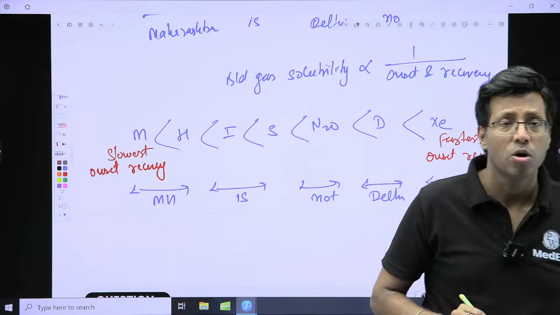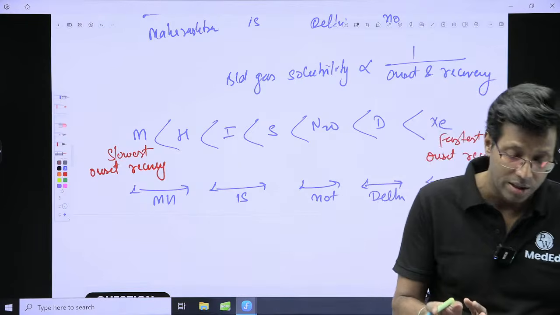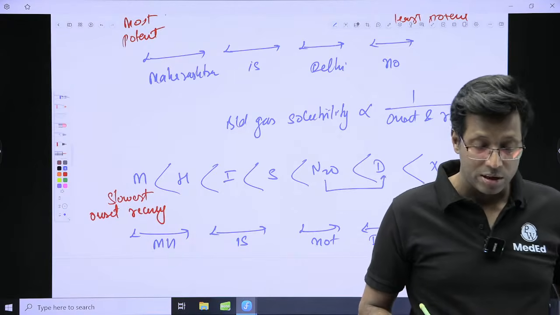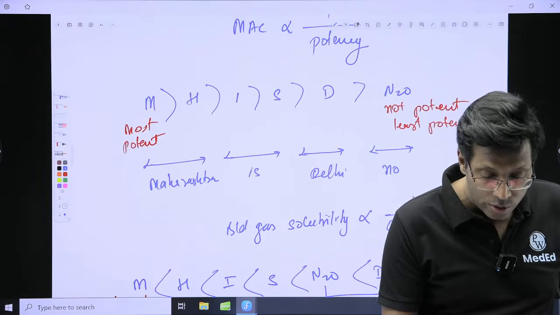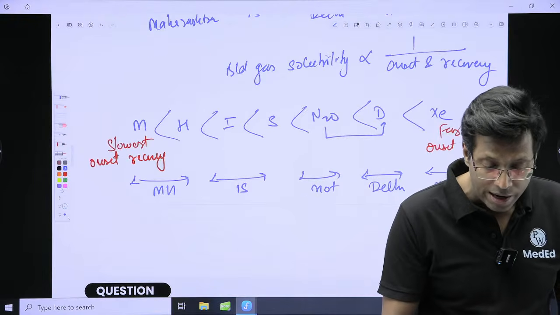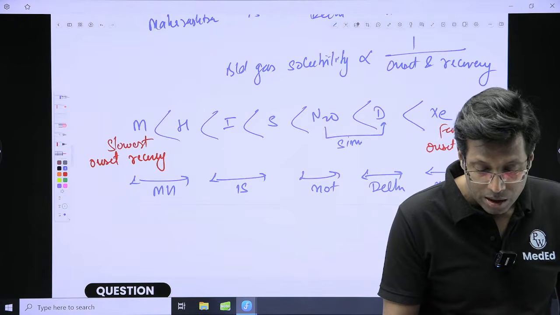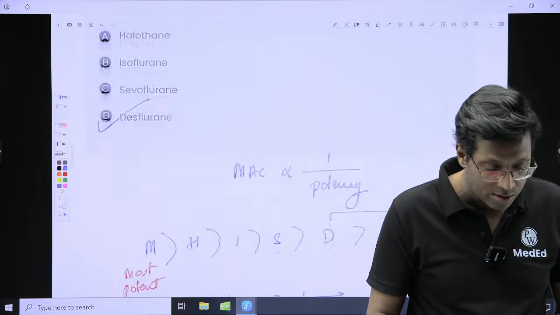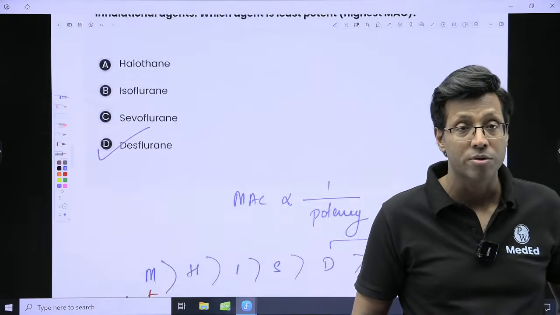ठीक है, this is a small way to remember. उसको उल्टा चेंज कर दिया हमने, but remember यहां पे क्या होता है, nitrous comes before desflurane. Here you had desflurane coming before nitrous. So remember this point, that's a confusion thing. And nitrous and desflurane have similar values. Alright, so you can remember this onset and recovery also by the same mnemonic of minimum alveolar concentration.